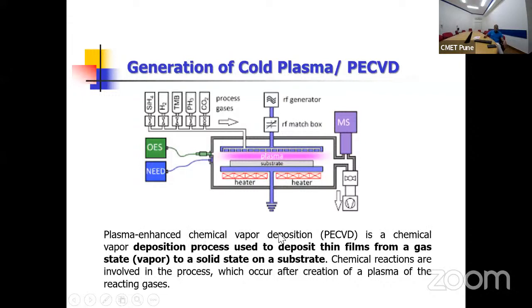So basically, plasma enhanced chemical vapor deposition. Chemical vapor deposition is a chemical reaction by dissociation with heat to form thin films on the substrate. A reaction can take place. So here, that energy is given by the plasma. So instead of temperature, the plasma provides the enhancement. That's plasma enhanced chemical vapor deposition. It is a chemical vapor deposition process used to deposit thin films from a gas state vapor to a solid state on a substrate. Chemical reactions are involved in this process, which occur after creation of plasma on the reactant gas.